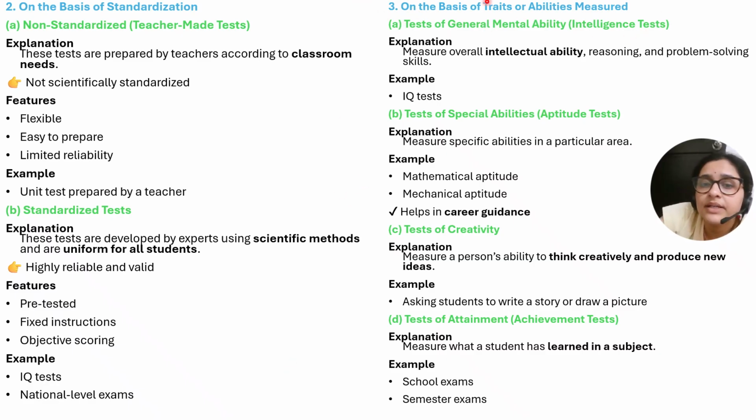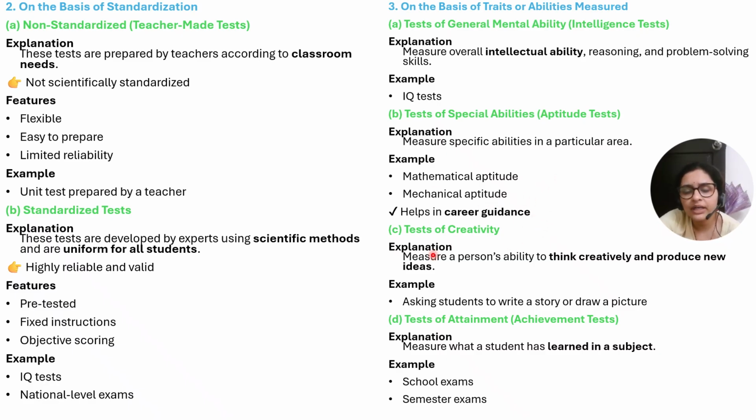Then the third one, on the basis of traits or abilities. On the basis of traits or abilities, they are divided into, first, tests of general mental ability, intelligence tests. They measure the intellectual ability, reasoning and problem solving skills, like IQ tests. And the second one is tests of special abilities, that is aptitude tests. They measure specific abilities in a particular area. Example, mathematical aptitude, mechanical aptitude. They help in career guidance.